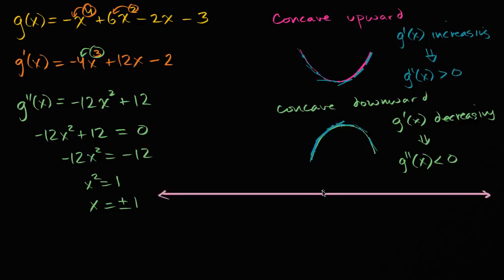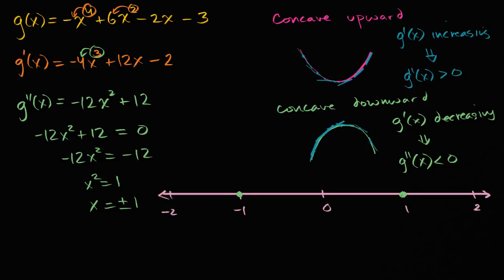And so if this is 0, this is negative 1, this is negative 2, this is positive 1, this is positive 2. We know that at x equals -1 and x equals 1, our second derivative is equal to 0. So let's think about what's happening in between those places to see if our second derivative is positive or negative. And from that, we'll be able to say where it's concave upward or concave downward.